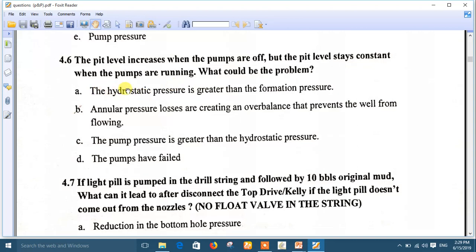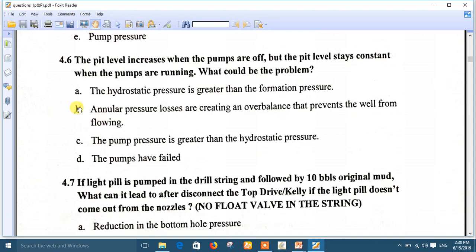So here, try to check the answers. Number A, the hydrostatic pressure is greater than the formation pressure. This is the wrong answer, because if it were greater, there would be no flow all the time, no pit gain, and no problem. Number B, annular pressure losses are creating an overbalance that prevents the well from flowing.